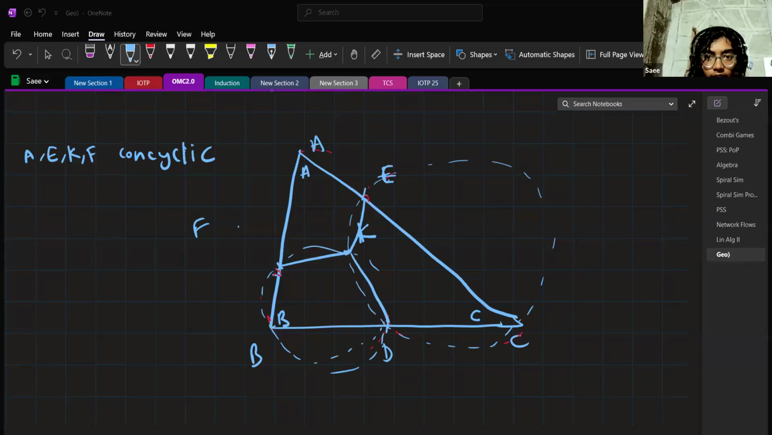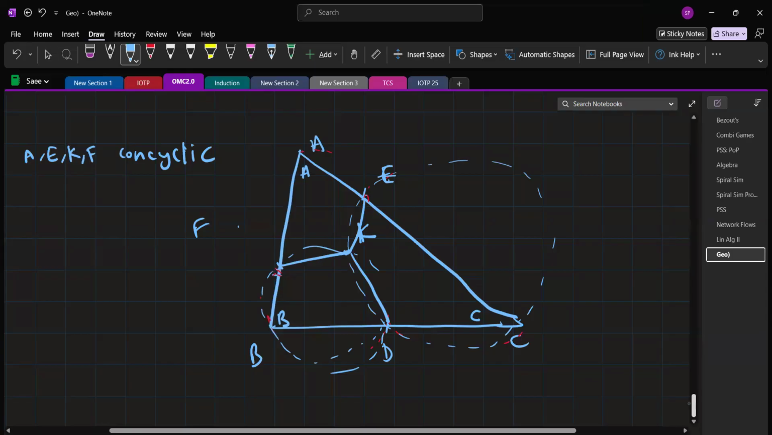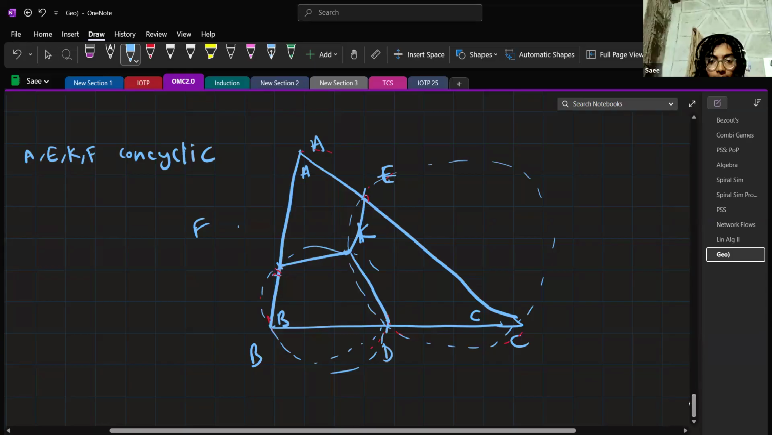Any ideas? Give us some hints. So what are some angles that... how can you hope to show that AEFK is cyclic? You already know one angle. What other angles do you think you can compute in this?